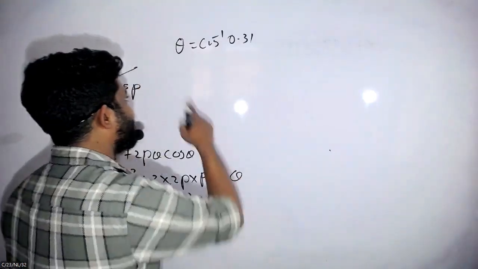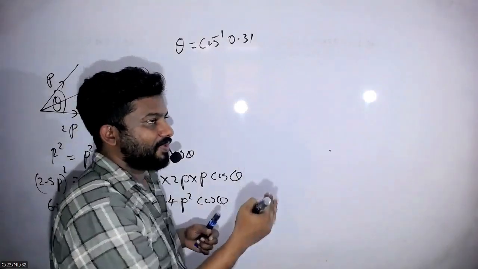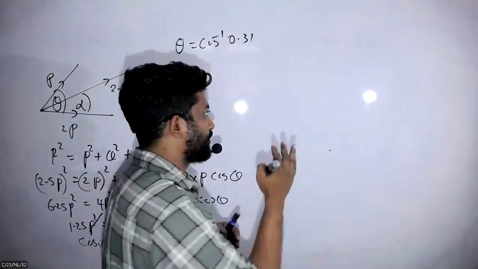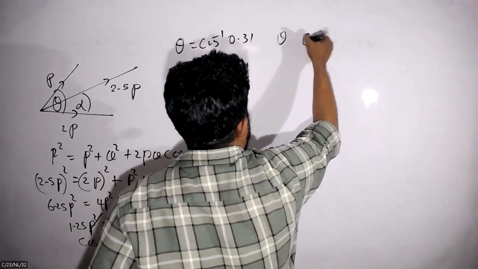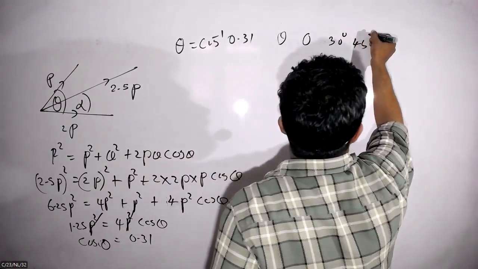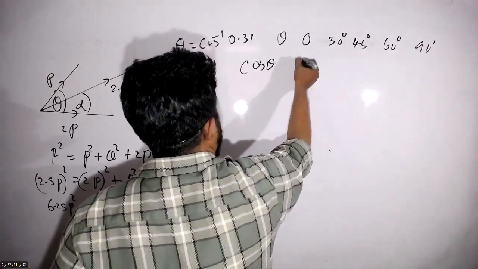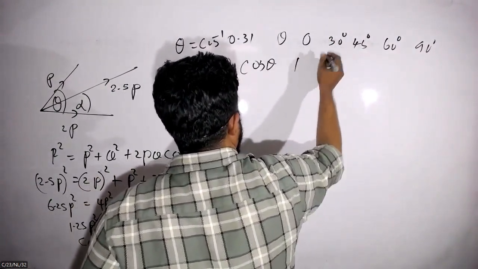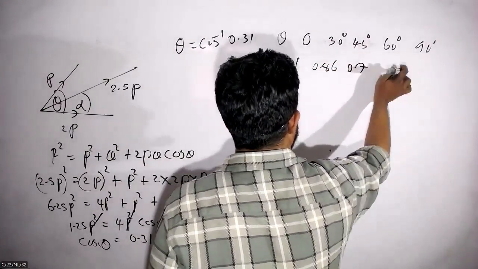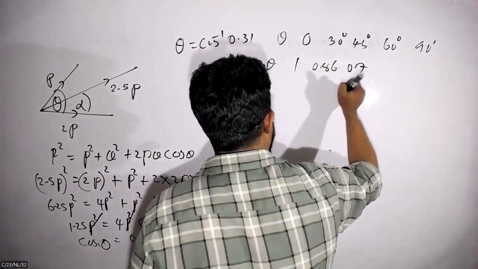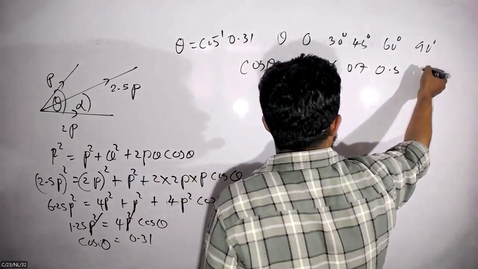You can identify this angle by considering the given value. Even though I didn't give this value, you should be able to identify the angle, right? You should remember these values. Theta value: cos 0, then 30 degree, 40 degree, 45, then 60 degree, then 90 degree. What are the cos values, son? 1, cos 30 is 0.86, cos 45 is 0.7, cos 60 is 0.5. This one is 0.